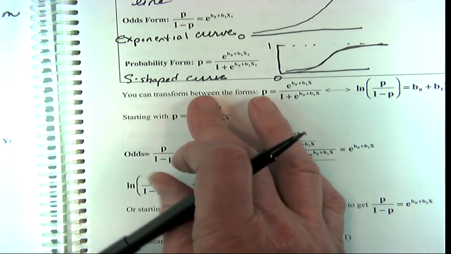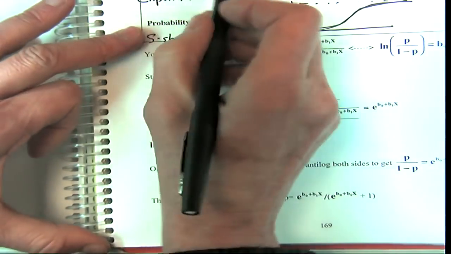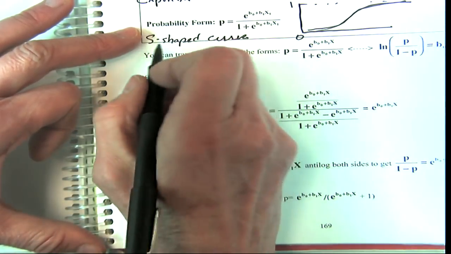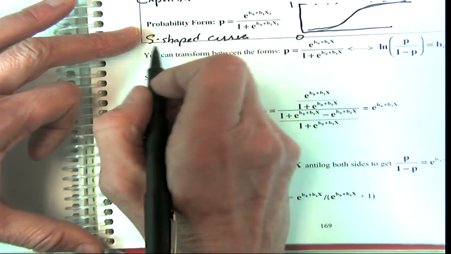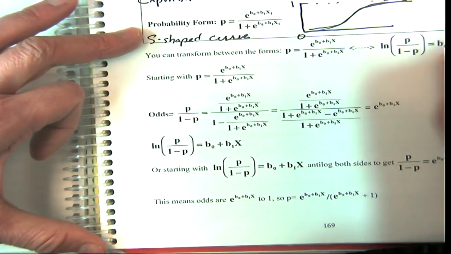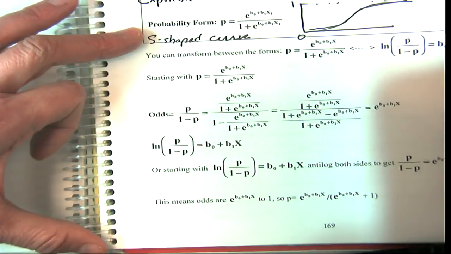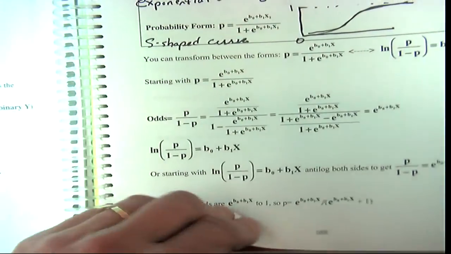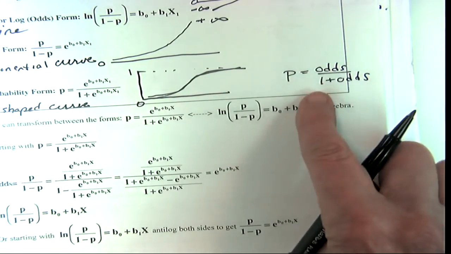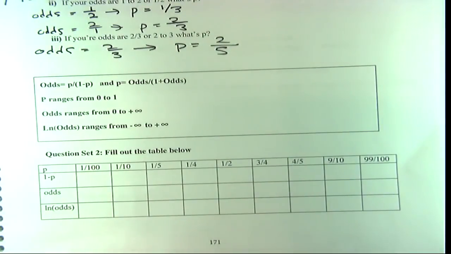You'll see right here, for example, that odds form is P over 1 minus P, and the probability form you're going to see is that P is equal to odds over 1 plus odds, which is what we've been doing, right? Because any fraction can be put over 1. That's exactly what we've been doing. Okay, so let's look here.